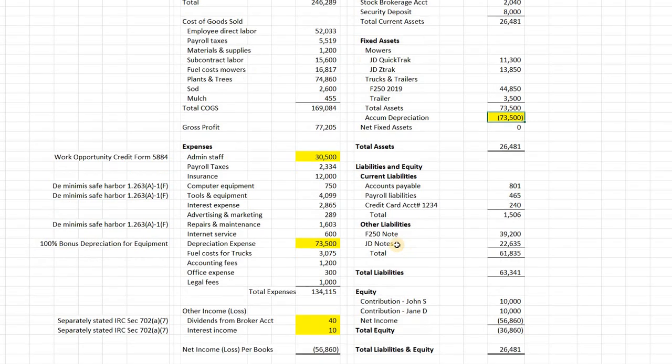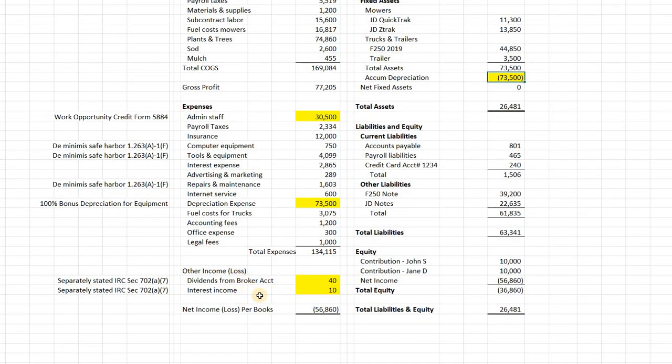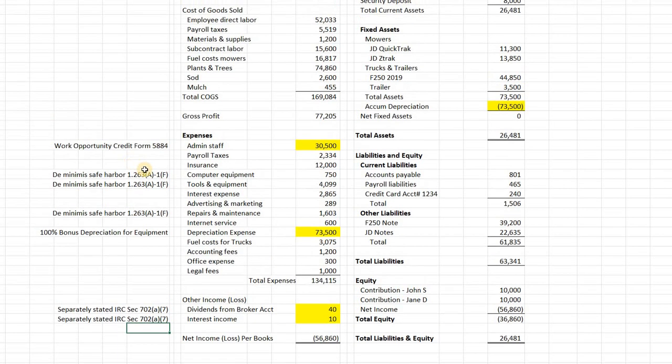Now, on the bottom here, we have our other income and loss, and so these are those separately stated items, right? So dividends, interest income, we're going to see that those are separately stated on the Schedule K-1, and we do have some notes here on the left-hand side that cover some of these issues, right? So partnership taxation, if you're looking at 702(a)(7), you'll see that these are types of income that have to be separately stated, right? So they can't be included in ordinary trade or business income.